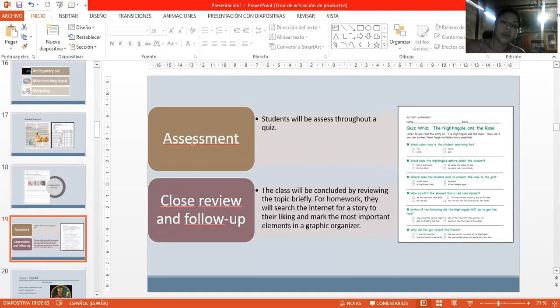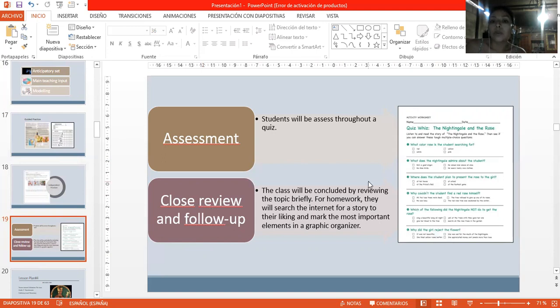And finally, we have the assessment. And here I will assess the students through a quiz. This is the format of the quiz that I decided for this activity, for this task.